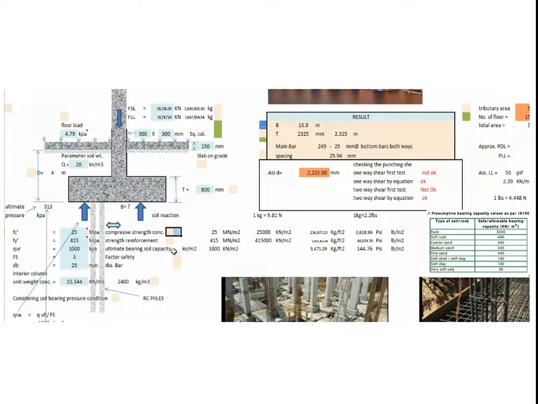The compressive strength of concrete varies from 2500 psi, 17 MPa, to 4000 psi, 28 MPa, and higher in residential and commercial structures. In our example it is 25 megapascal or meganewton per square meter. The yield strength of reinforcement is 415 megapascal.